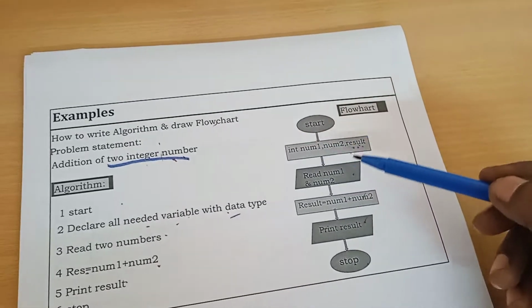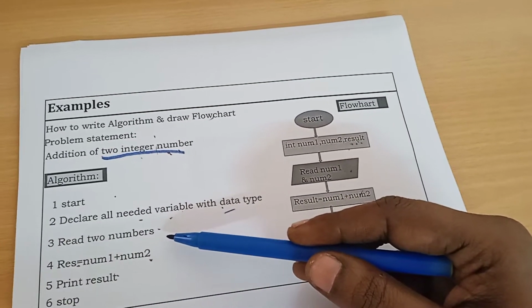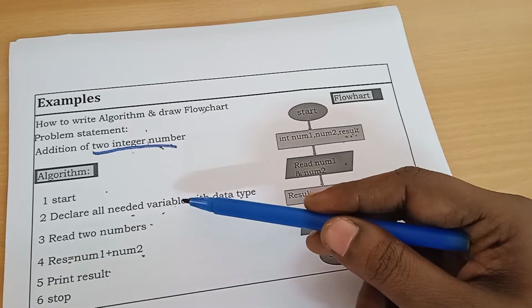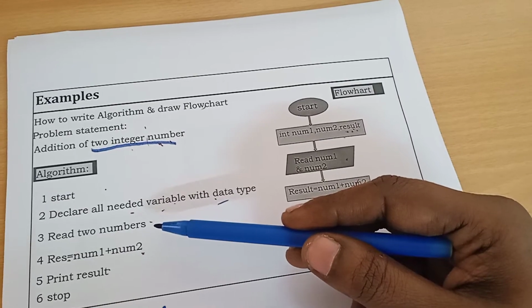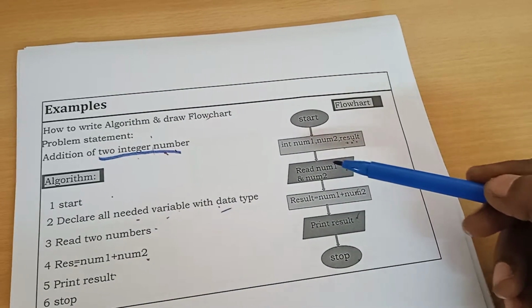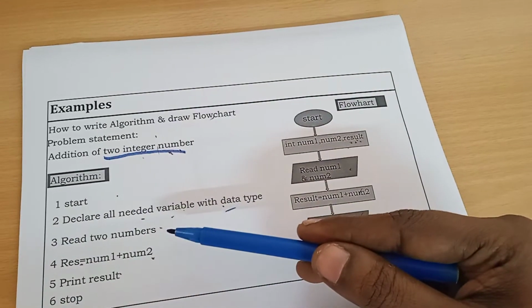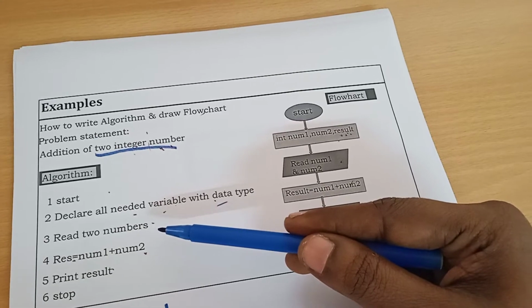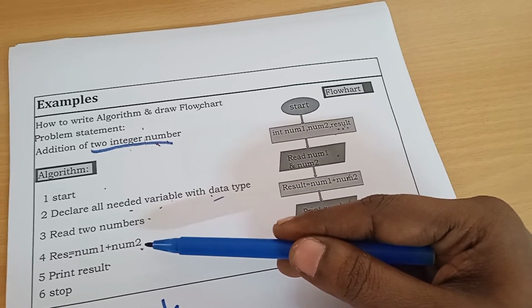And look at the third step in the algorithm. Once we have finished declaring the variables, then you can read the values of the variables. That's what we did here: read number 1 and number 2. With this step, we can get the values, and in the next step, we can add those two numbers.